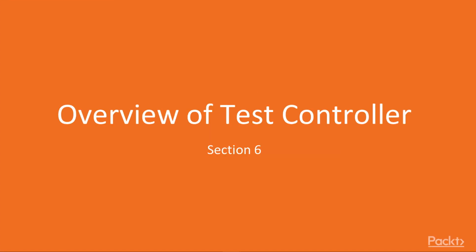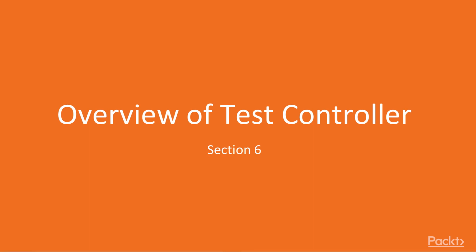Hello everyone and welcome to the sixth section, Overview of Test Controller. In the previous section, we took the scripting approach and learned about bean shell scripting and also the usage of post and preprocessors. Then we saw how we can generate dynamic values with bean shell sampler. Now in this section, Overview of Test Controller, we will understand in detail the different types of controllers that are essential for our test and their usage.